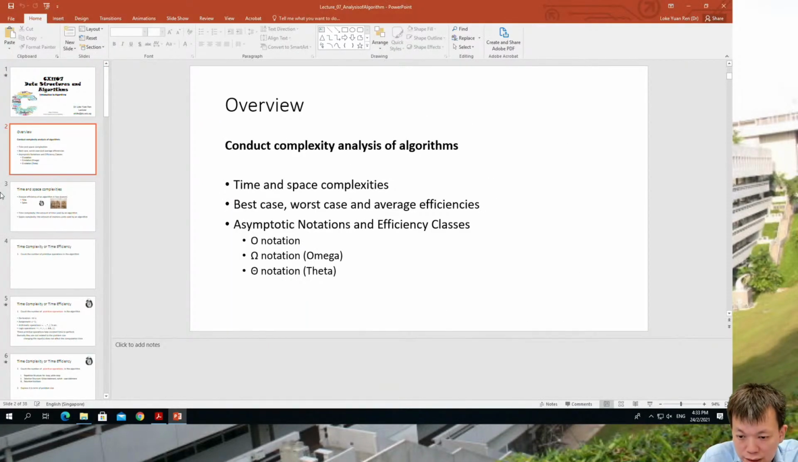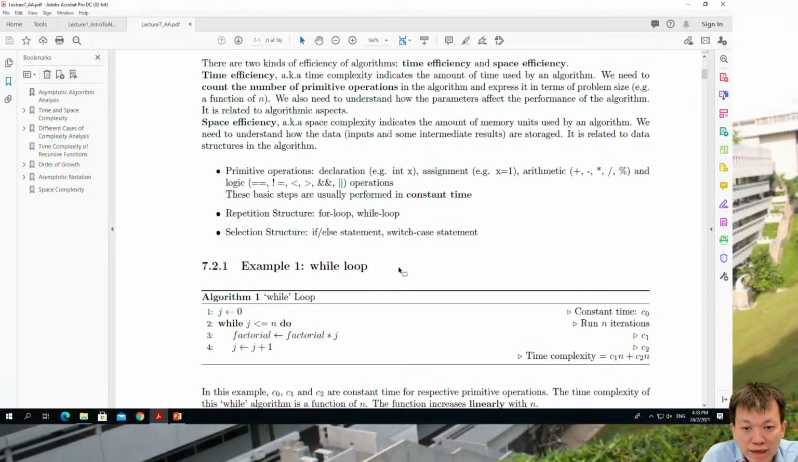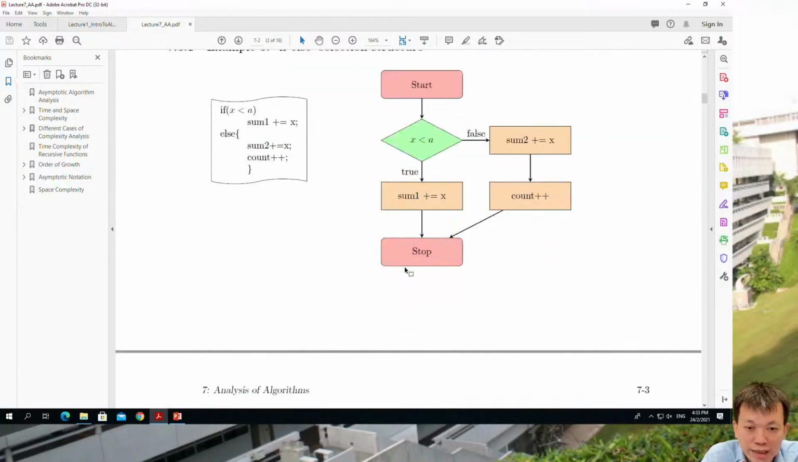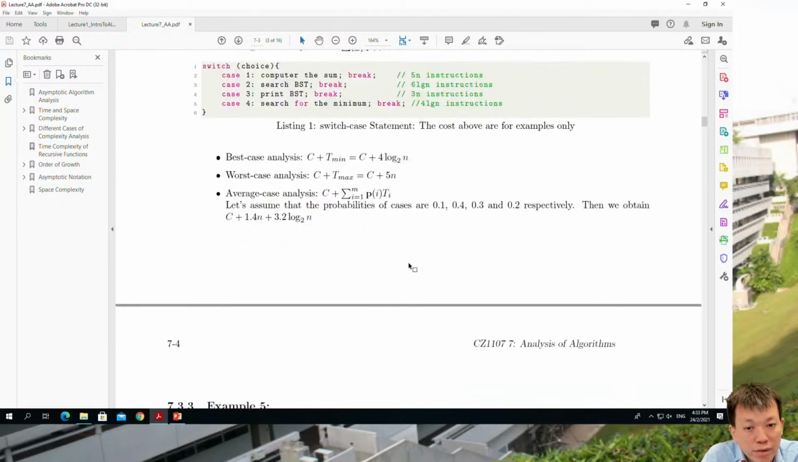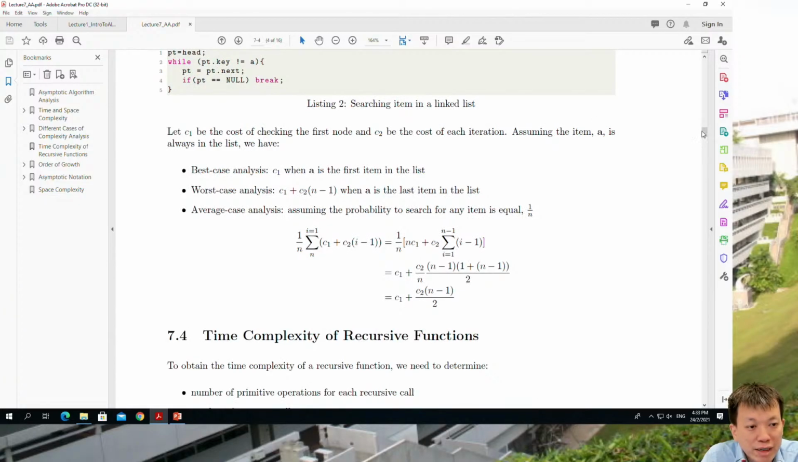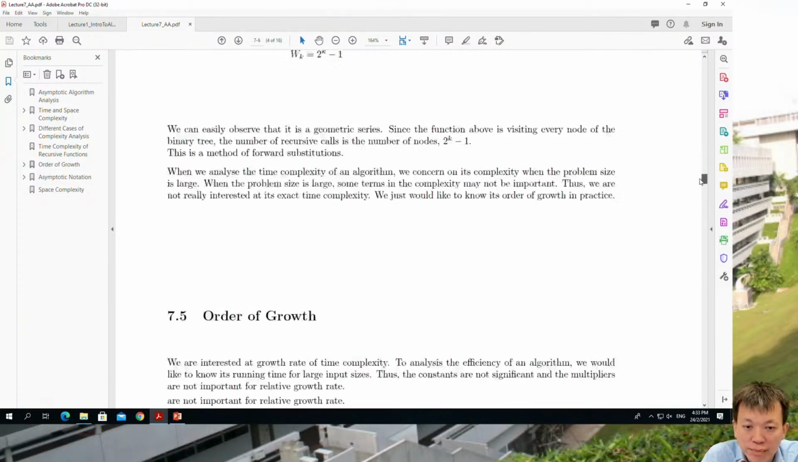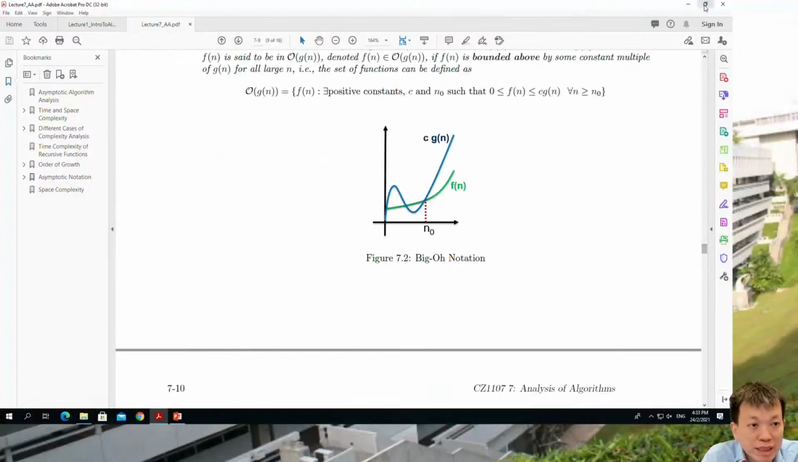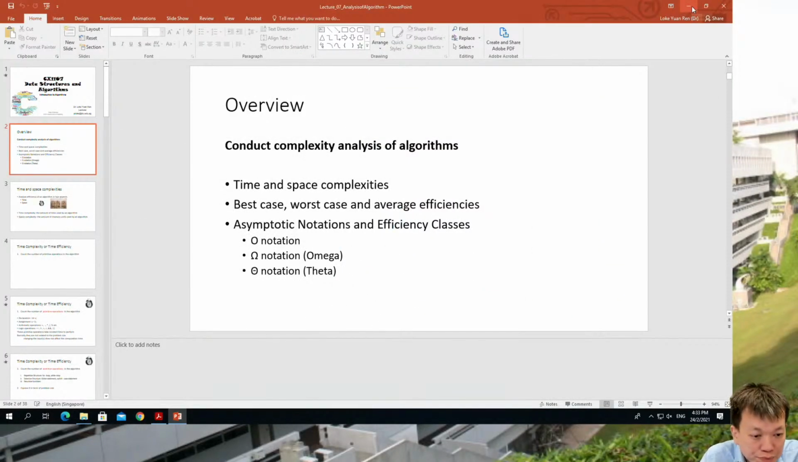Whatever I'm going to talk about, you can easily find most of the content in our PDF notes. Most of the stuff will be here. You can take a look.